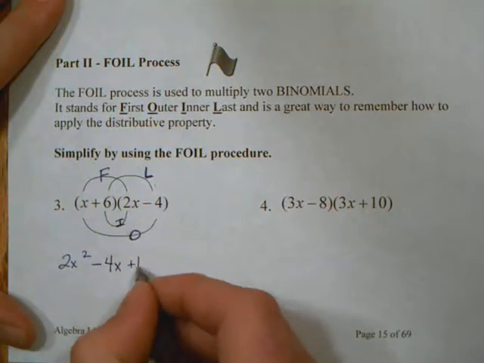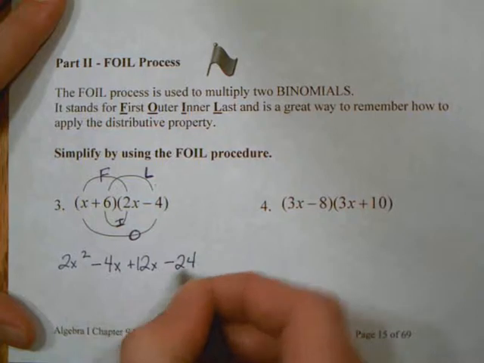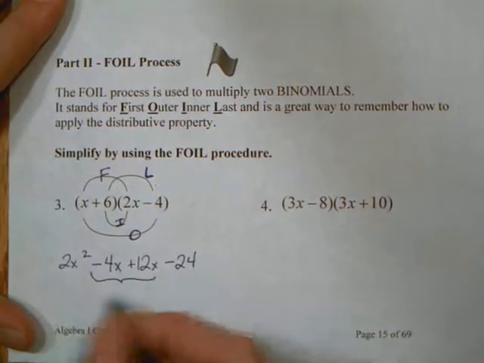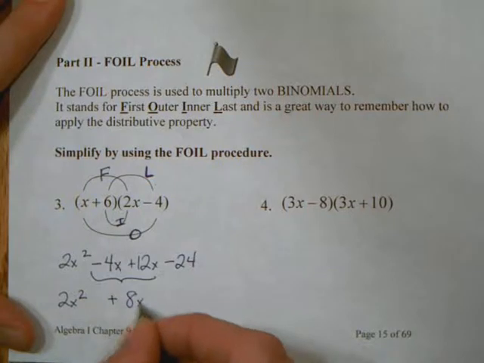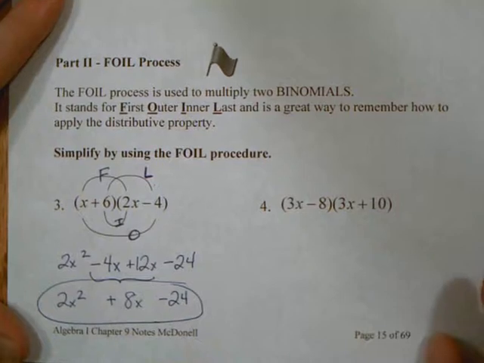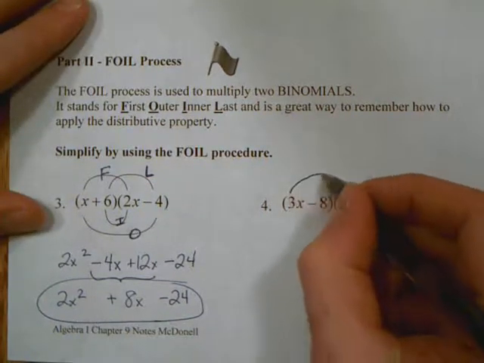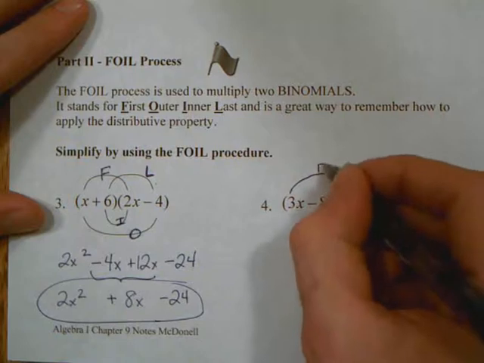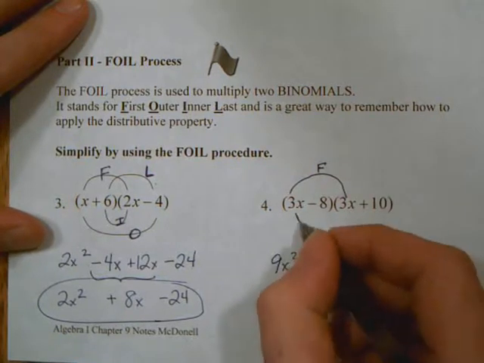So we say x times 2x, that's 2x squared. Then we say outer, x times negative 4, negative 4x. 6 times 2x, positive 12x, and 6 times negative 4, negative 24. The reason you do it in this order is because it lines things up in a way that allows you to write it in standard form for your answer.